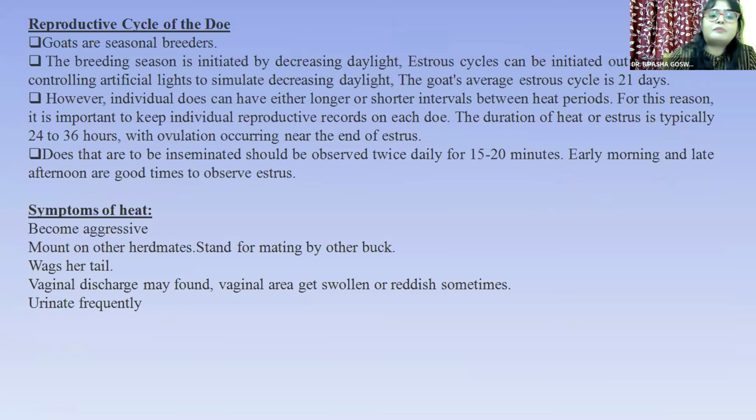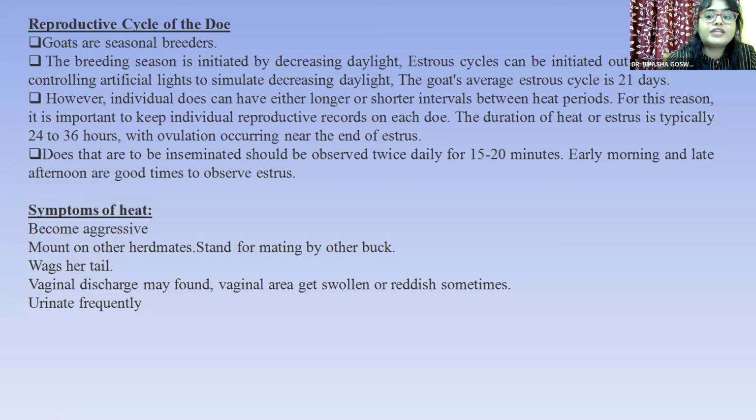Then we come to the reproductive cycle of the doe, to whom we will perform the artificial insemination. Goats are seasonal breeders. The breeding season is initiated by decreasing daylight. Estrous cycles can be initiated out of season by controlling artificial light to simulate decreasing daylight. The goat's average estrous cycle is 21 days. However, individual does can have either longer or shorter intervals between heat periods. For this reason, it is important to keep an individual reproductive record on each doe.